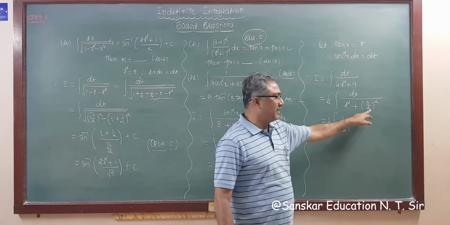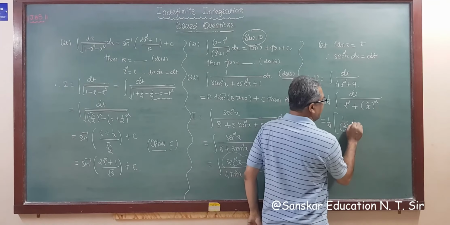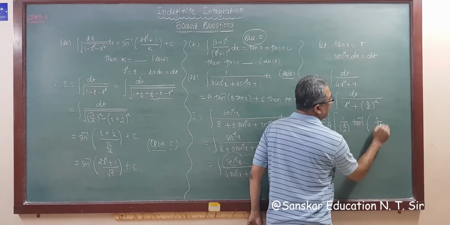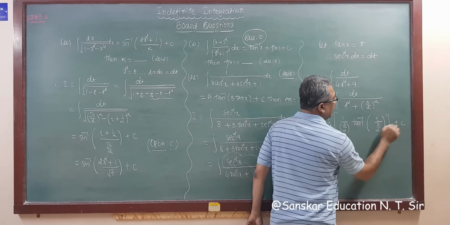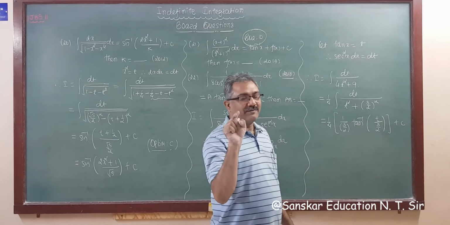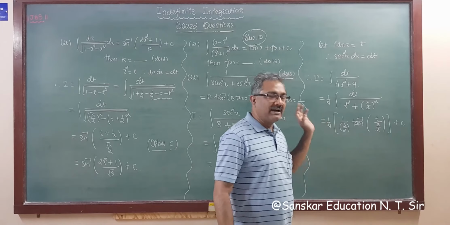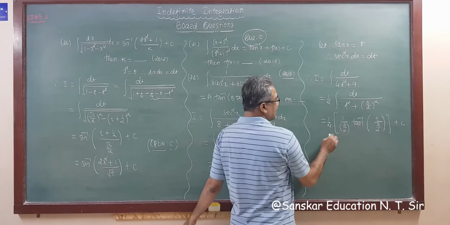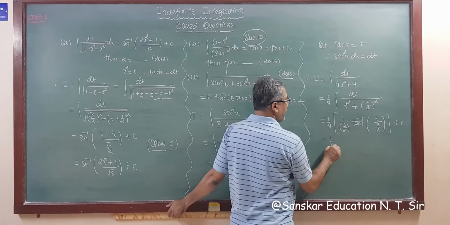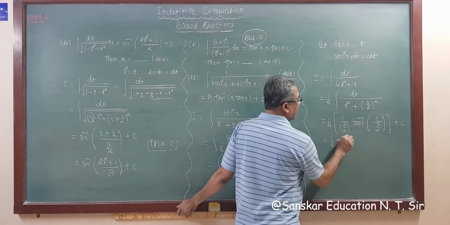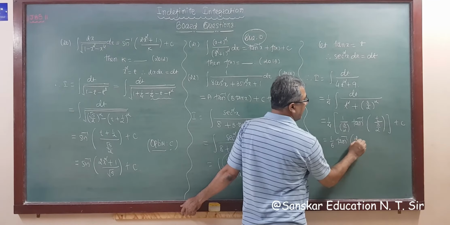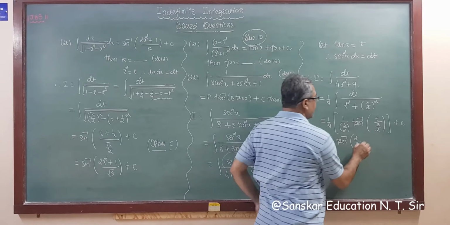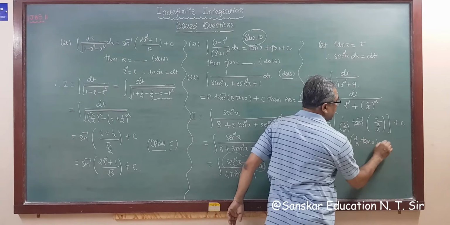1 upon a, so a is this, tan inverse x is t, so tan inverse t upon a, where a is 3 by 2, right? Plus c. Only difference is I am not writing the formula. I am applying the formula 1 upon a tan inverse x upon a directly, right? So this is 1 upon 6 tan inverse 2 by 3, and what is t? t is tan x. So 2 by 3 tan x plus c.